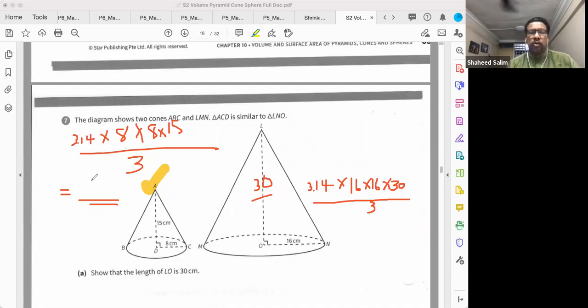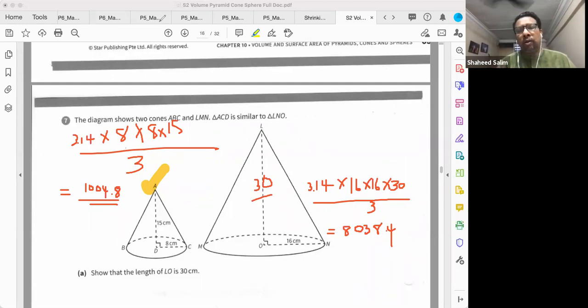So the first one, you are supposed to get 1004.8 cubic cm. The second one, you're supposed to get 38.4 cubic cm. All right, so we are going to move on, most probably to the next topic. So far it's only one formula, base area times height divided by 3. Remember that, base area times height divided by 3.